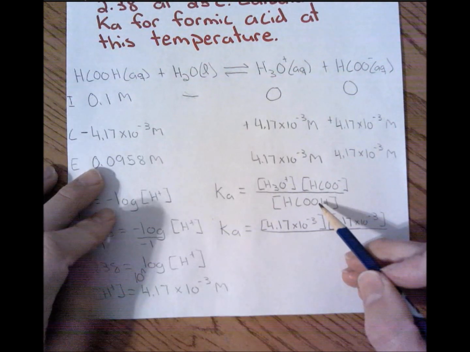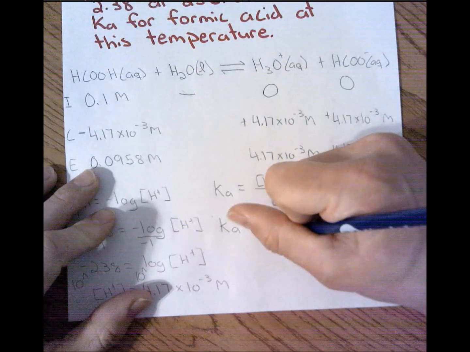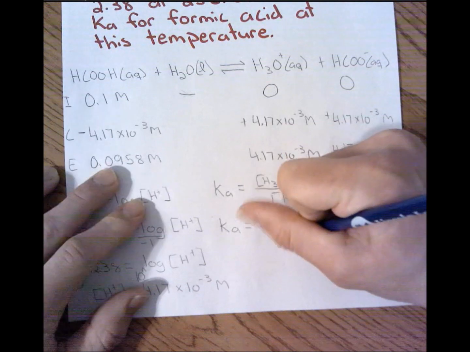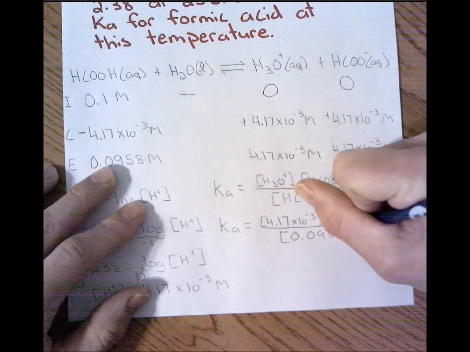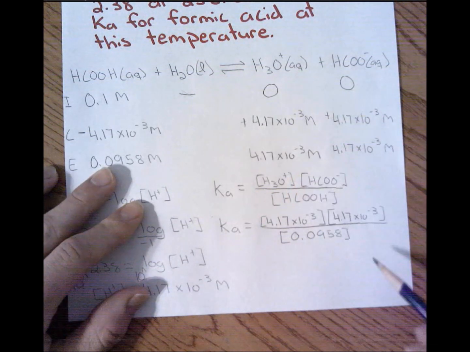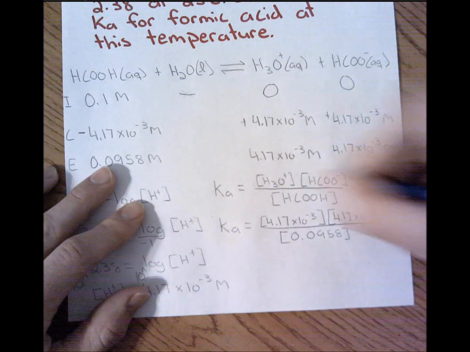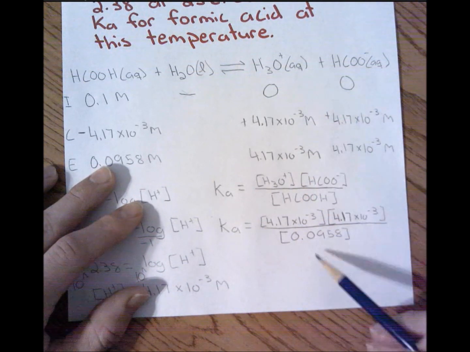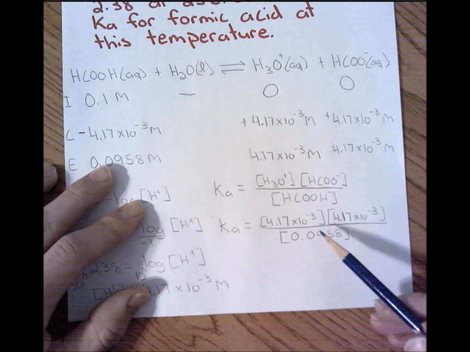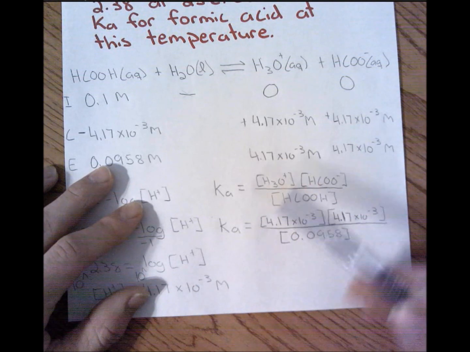And before I go through this calculation, a couple things that I want you to notice. One, there was not much of this formic acid used to form either of these particular substances. So, not much of this formic acid was actually ionized.